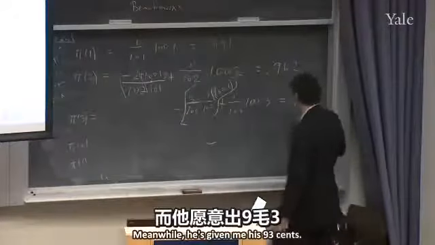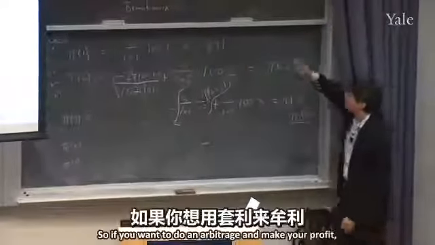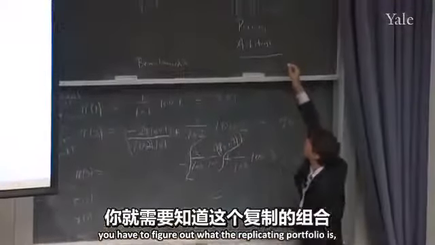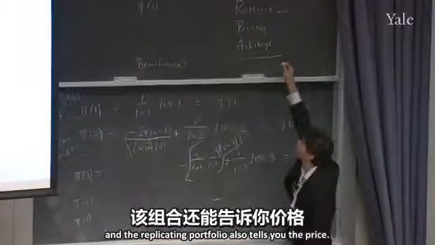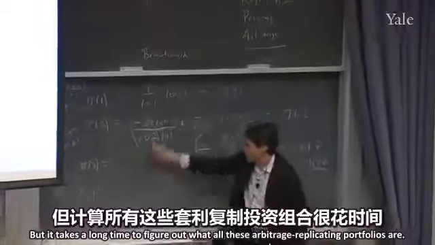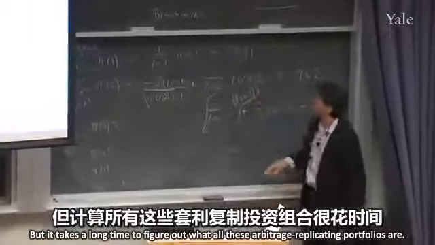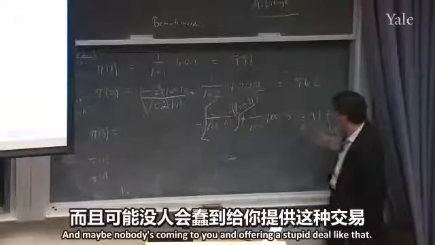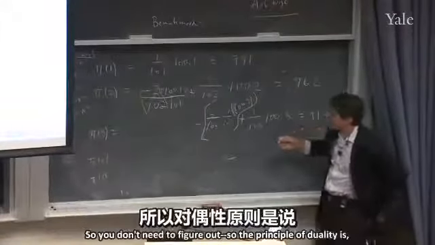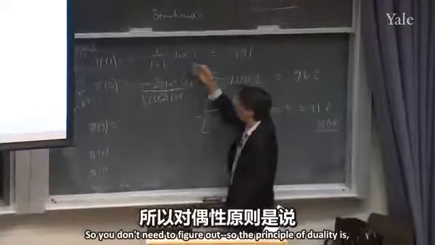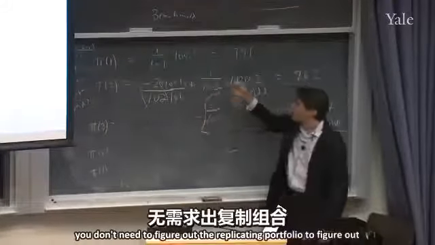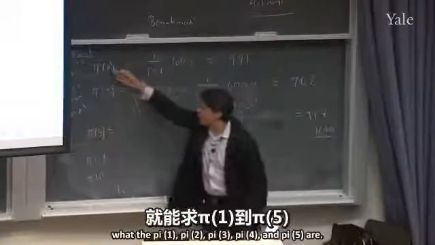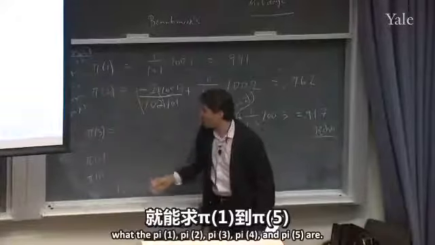And meanwhile, he's given me his 93 cents. So if you want to do an arbitrage and make your profit, you have to figure out what the replicating portfolio is. And the replicating portfolio also tells you the price. But it takes a long time to figure out what all these arbitrage replicating portfolios are. And maybe nobody's coming to you and offering a stupid deal like that. So the principle of duality is you don't need to figure out the replicating portfolio to figure out what the pi 1, pi 2, pi 3, pi 4, and pi 5 are.